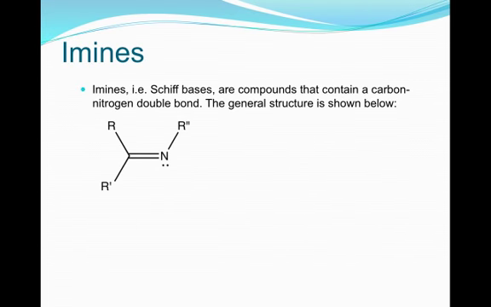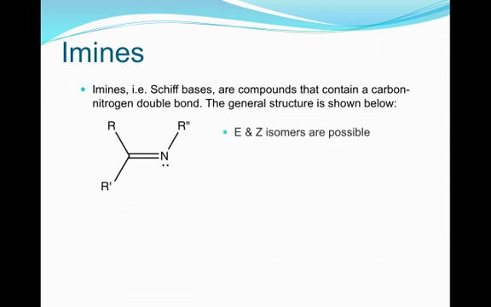In general, imines are compounds that contain a carbon-nitrogen double bond. For imines that possess a substituted carbon group, rather than a hydrogen atom, attached to the nitrogen, such imines are also known as Schiff bases. A general imine structure is shown here where the R groups are typically either hydrogen atoms or substituted carbon groups, or a combination of the two.